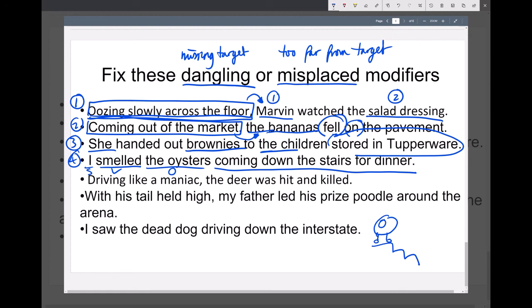So, again, instead, you would want to move the modifier to I. So because you can see this phrase coming down the stairs for dinner reads like an introductory phrase, you would probably want to place that before the I. So you might read something like this. Coming down the stairs for dinner.